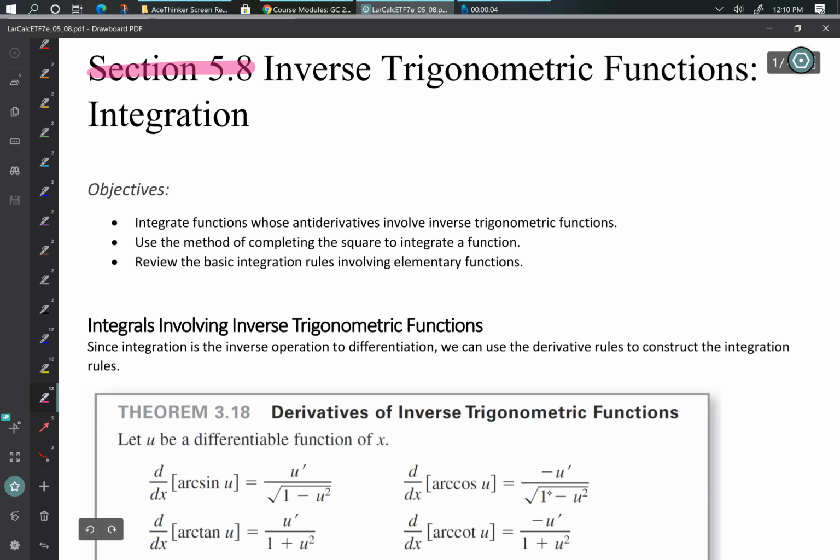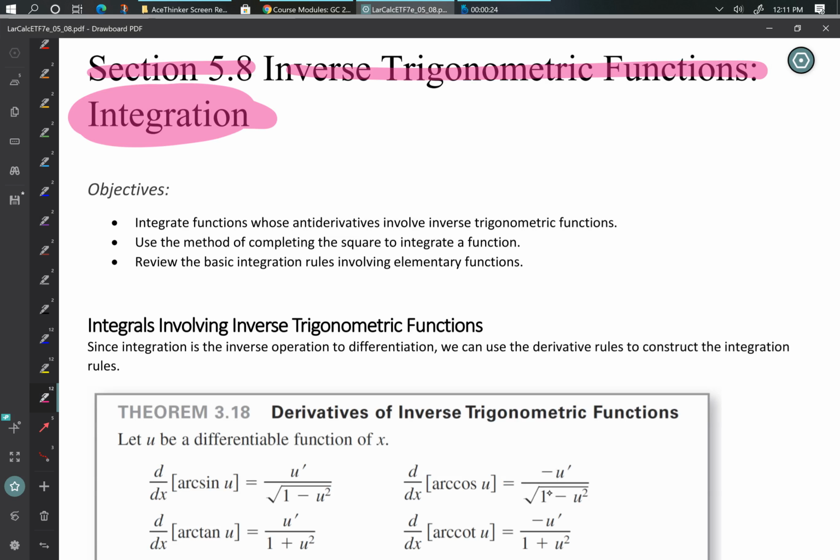Here we go. Welcome to section 5.8, the last section in the course. Inverse trigonometric functions and integration of inverse trigonometric functions. Now, this is an introduction to something you're going to spend quite a bit of time working on in your Calc 2. But what we're going to do is work with integration of functions whose antiderivatives involve inverse trigonometric functions.